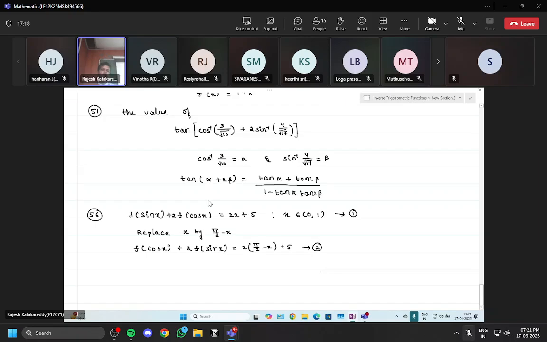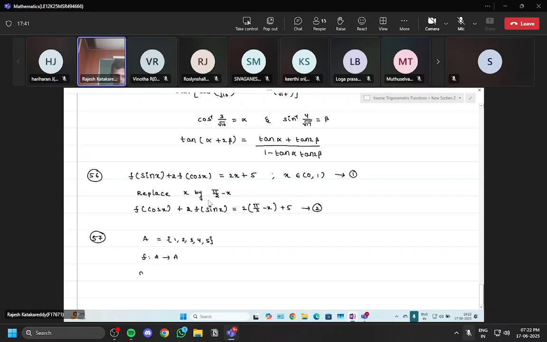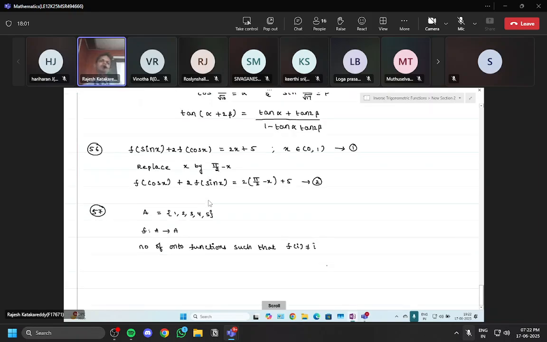It is a problem based on the number of functions. Everybody copied the hint for 56. Tell me how many of you did this problem. They have given set A equal to 1, 2, 3, 4 and 5. Function f is defined from A to A. Now we need to calculate the number of onto functions such that f of i is not equal to i. That means f of 1 should not be equal to 1, f of 2 should not be equal to 2, and so on. Clear?